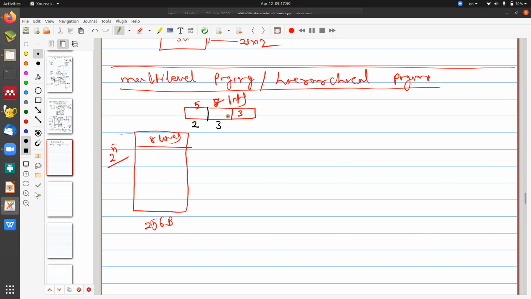If you can divide it into 2 and 3, now you tell me this 2 will be represented how many numbers? ये जो 2 bit होगा वो कितना नंबर रिप्रेजेंट करेगा? 2 bit, 4. मैक्सिमम 4 नंबर. So what I can do? I can create a page table of 4 entries.